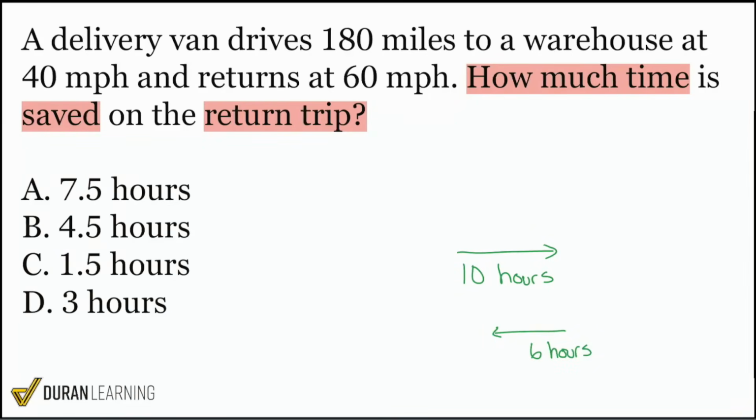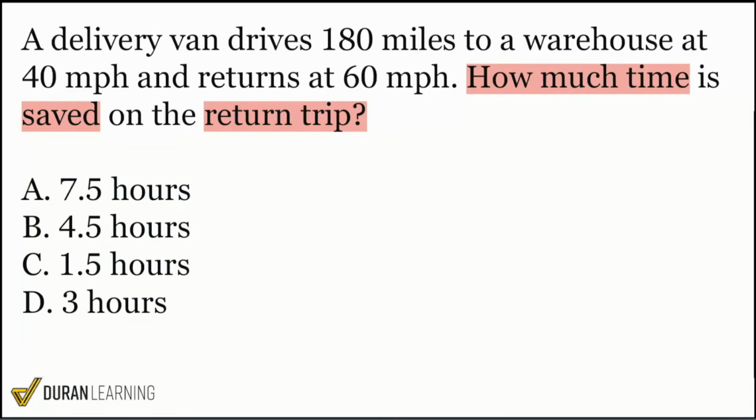But if you take a look, if we took 10 hours to get there, and then we took 6 hours to get back, you're going to subtract 10 minus 6, and that's going to give you 4 hours that you saved. Because it would have taken you 10 hours to get back, but no, you only took 6. So it was a difference of 4. You saved 4. So with that example, let's tackle this problem here.